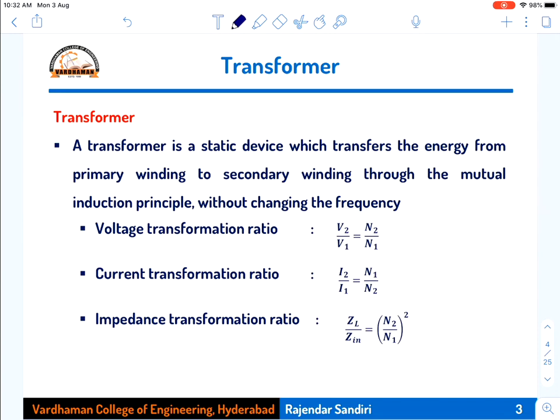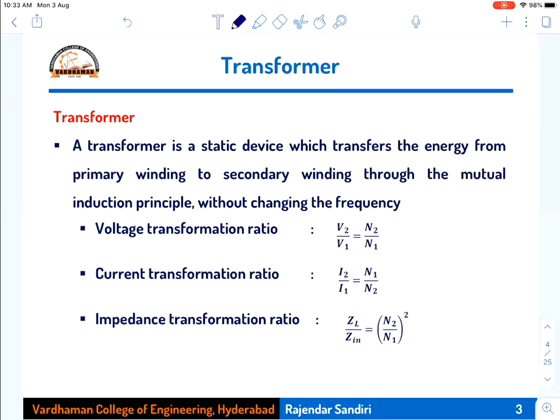The input frequency in this case is 50 Hz. Output of the transformer, the frequency also will be 50 Hz. That means the transformer, without changing the frequency, is just transforming energy from primary winding to the secondary winding. Okay. So now in this process, the transformer is able to transfer voltage, or it will be transferring current or impedance. That means the primary and secondary voltages, primary and secondary currents, primary winding and secondary winding impedances, how these things are changing, that is represented by these formulae.